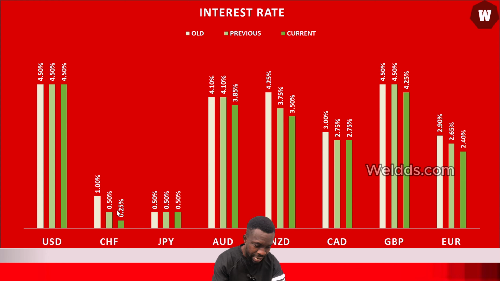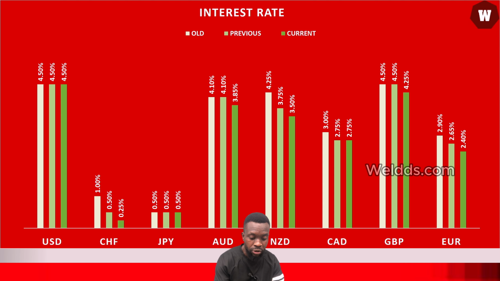When it comes to Switzerland, interest rate, they cut their previous interest rate to 0.25%. And remember, they have the responsibility to try to cause their inflation to grow back towards 2% mark. So you might see further cut in the Swiss National Bank. While in Japan, you see interest rate at 0.5%. Then Australia is cutting interest rate from 4.1 to 3.85.